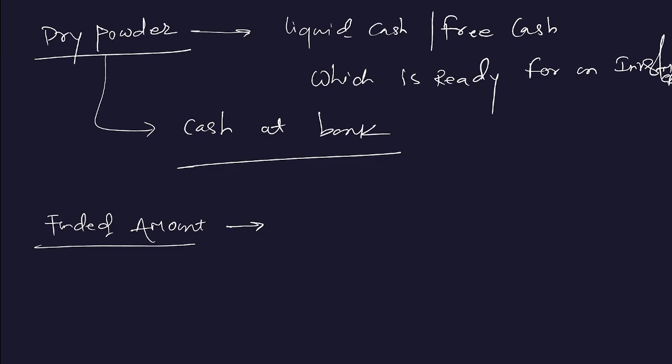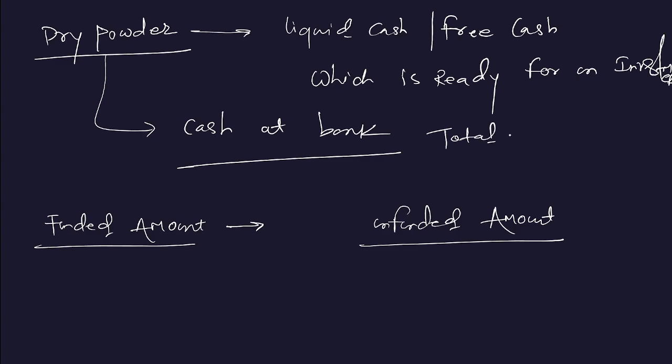So what is the difference between funded amount and unfunded amount? The difference is that the funded amount is ready for the investments. The amount which is ready for the investments is called funded, and it is from the capital call from the investors.